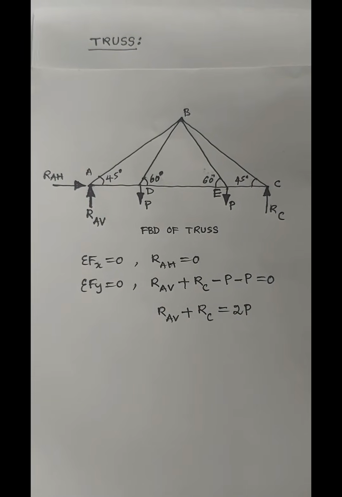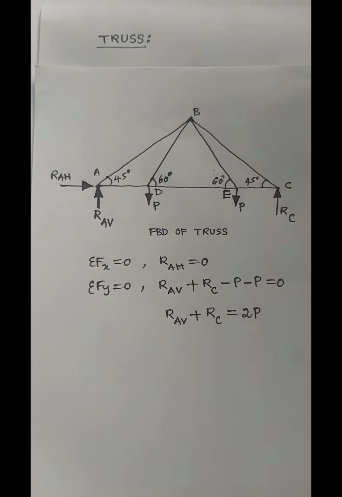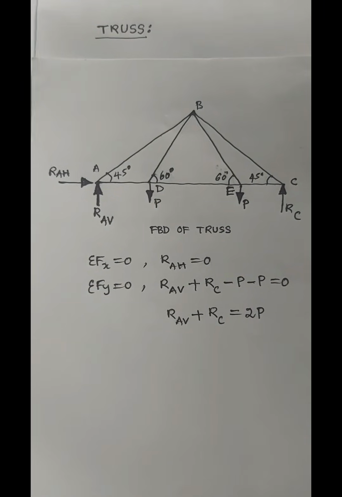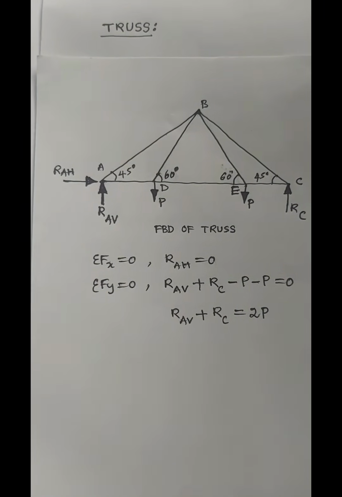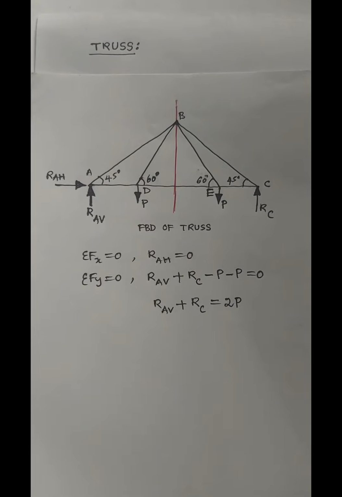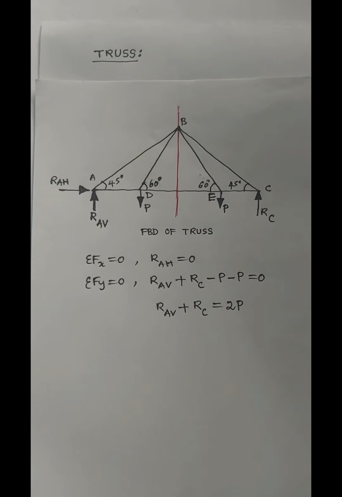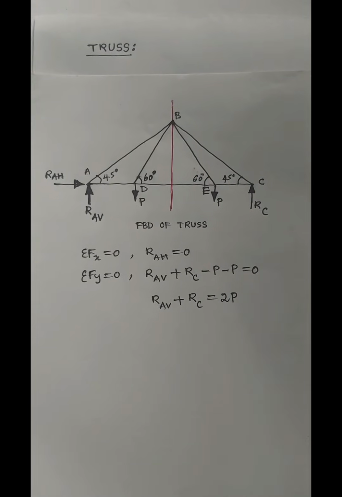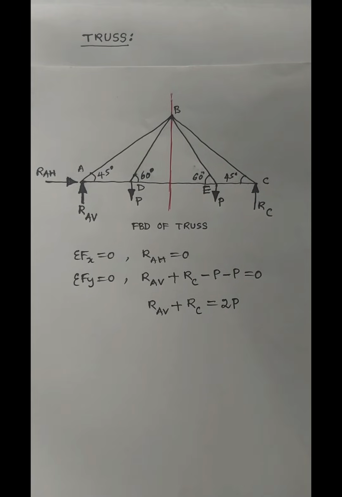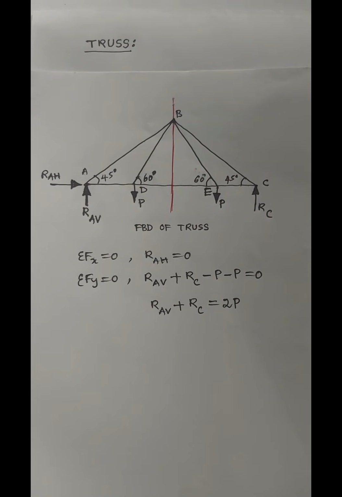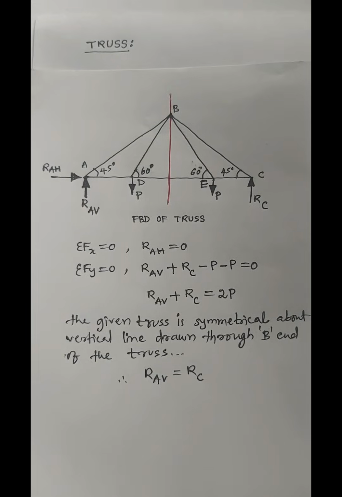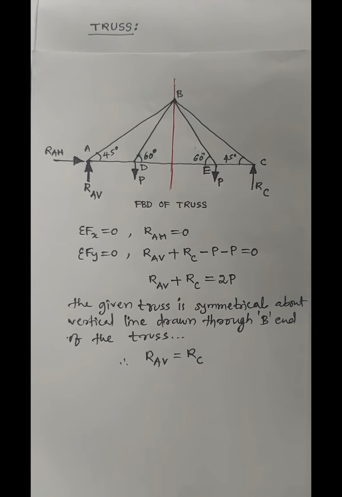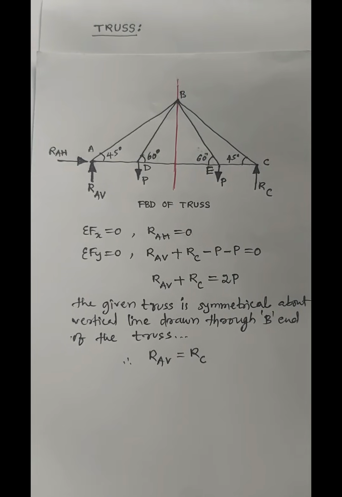On observing this free body diagram of the given truss, we can say that this truss is symmetrical about the y axis which is passing through the B end of the truss. So the load shared by the different supports is equal in magnitude. Therefore, RAV equal to RC. Therefore, RAV equal to P and also RC equal to P we can get.